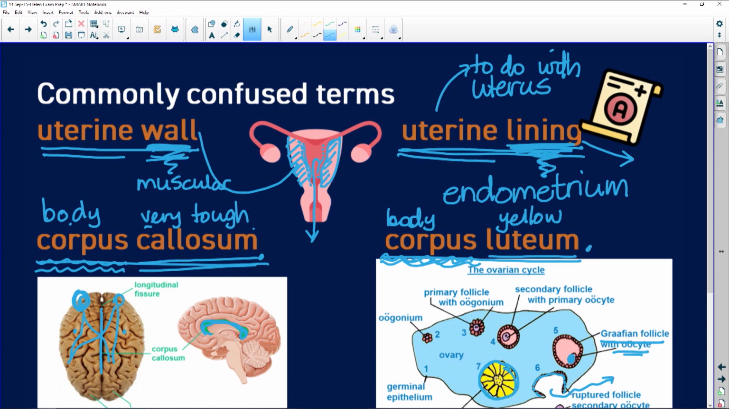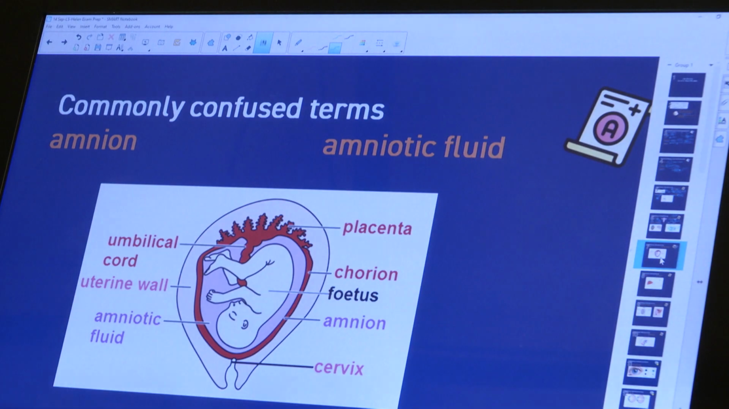And do you remember what the corpus luteum does? What it produces? It starts producing the hormone progesterone, which ensures that the endometrium or the uterine lining is kept in a good condition in case of a pregnancy resulting. All right, so we've learned quite a few confusing sounding terms.